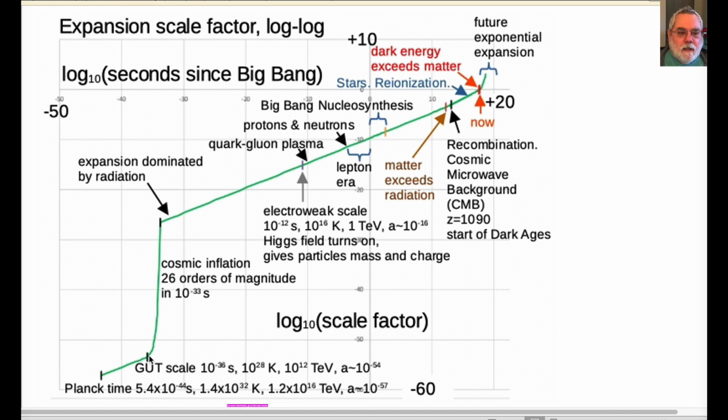The horizontal scale is the logarithm of time in seconds since the Big Bang, from -50 on the left to +20 on the right. The vertical scale is the logarithm of the scale factor, from -60 at the bottom to +10 at the top.